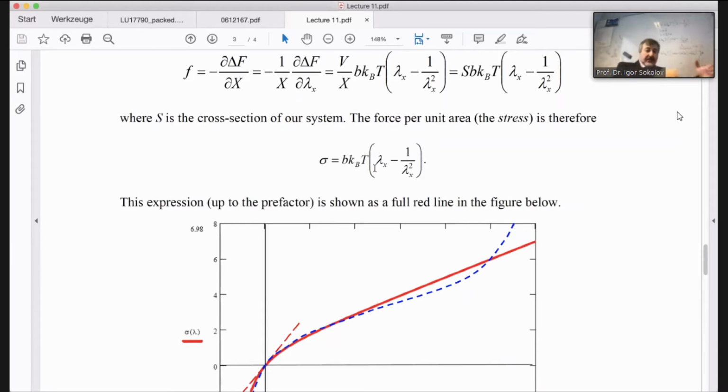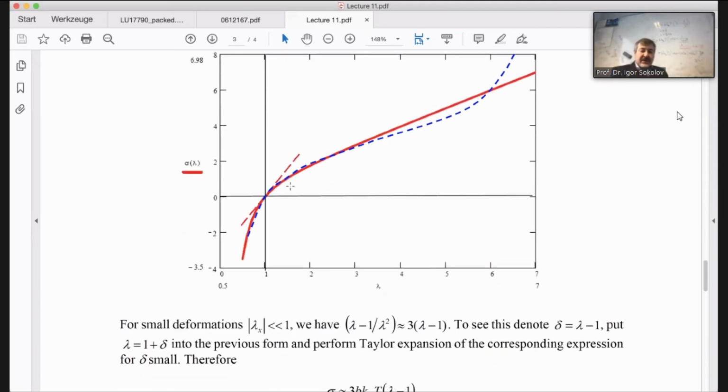Then you have, of course, if you pull, the force acts in one direction. If you push, which means lambda is smaller than unity, the force goes into the opposite direction. And for small lambdas, it gets inverse quadratic. So which means it grows like this, relatively fast. So this red curve is exactly what my expression gives me if I put everything to unity.